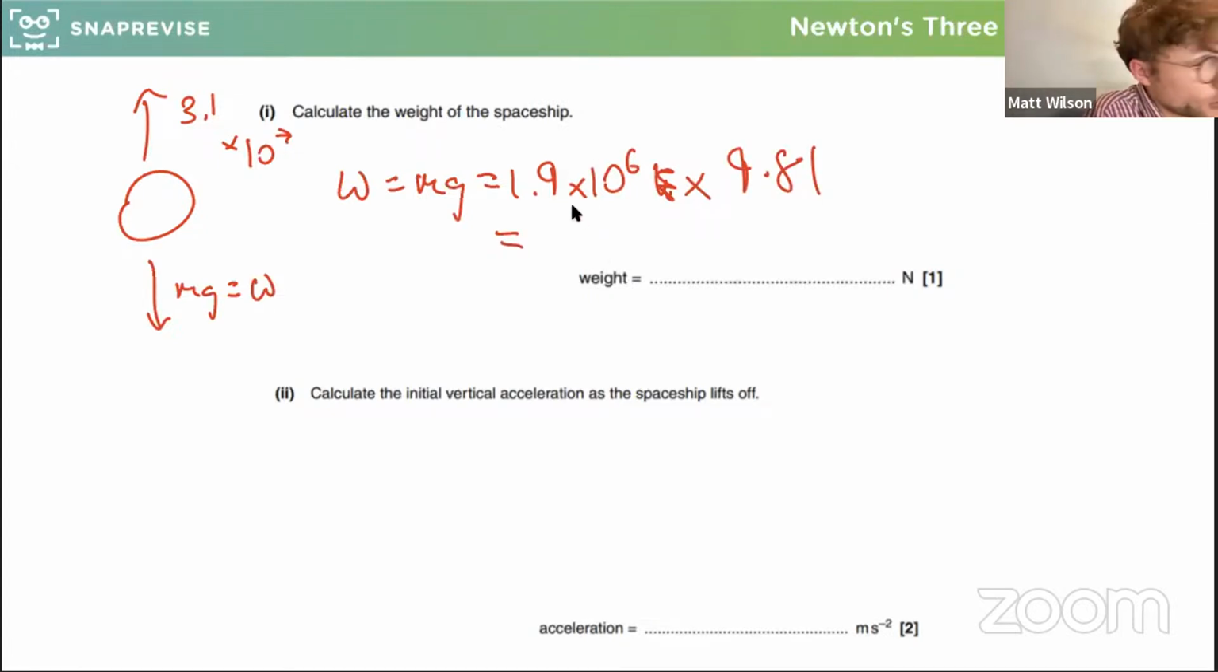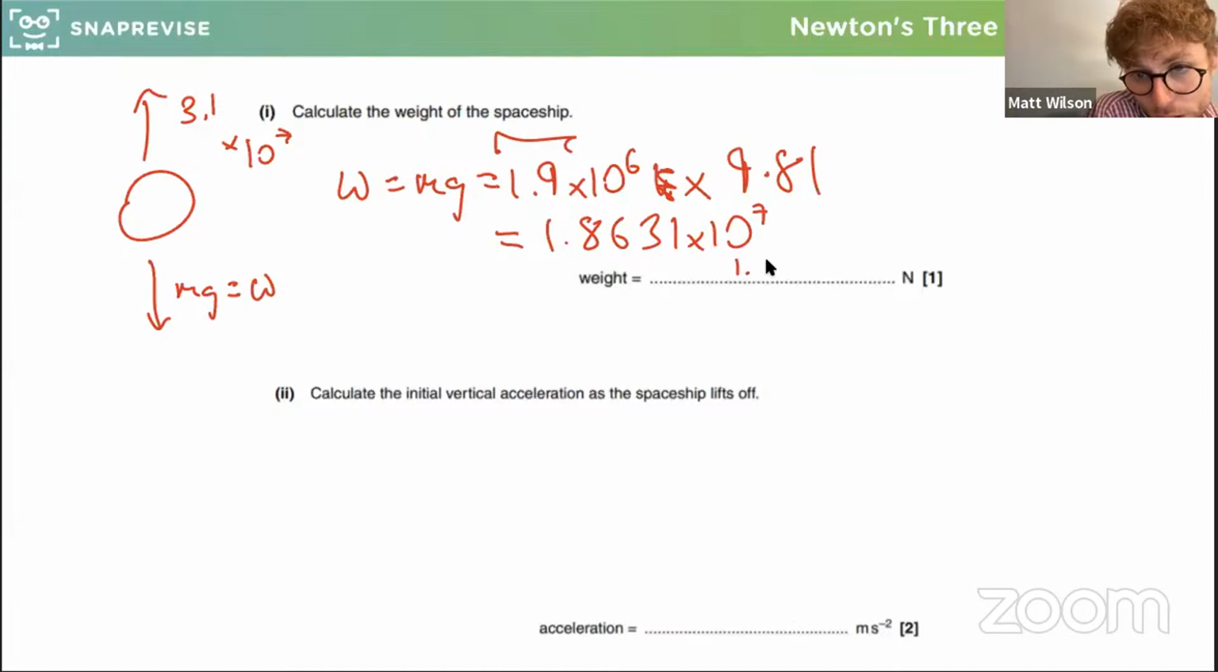So if you chuck that into a calculator, you'll get 1.8631 times 10 to the 7. But that's way too many decimal places for what we need here. If you notice, what we were given was 2 significant figures. So let's round our answer to 2 significant figures, at which point we'll have 1.9 times 10 to the power 7 newtons. There you go.